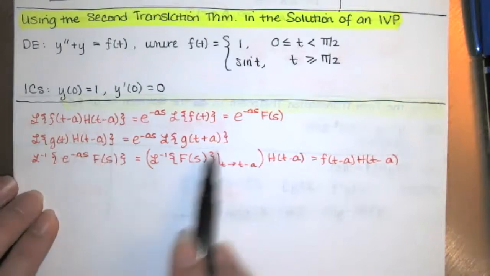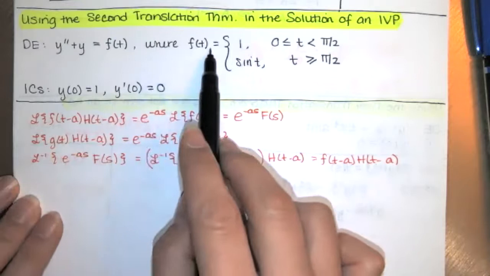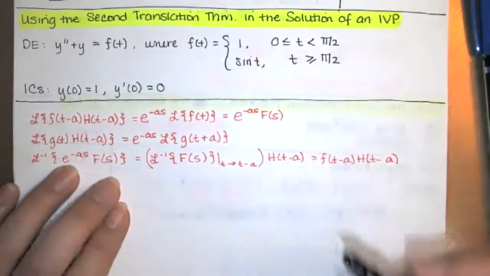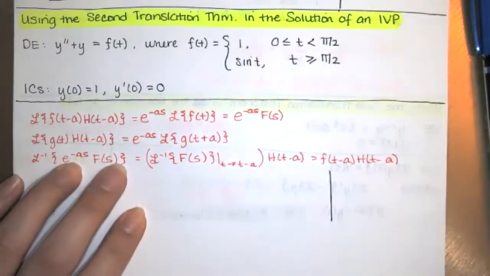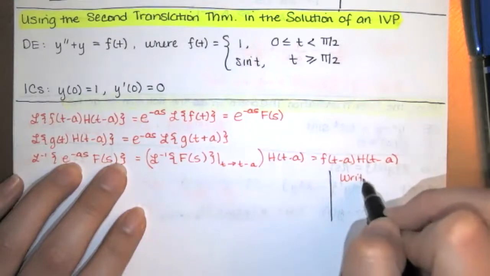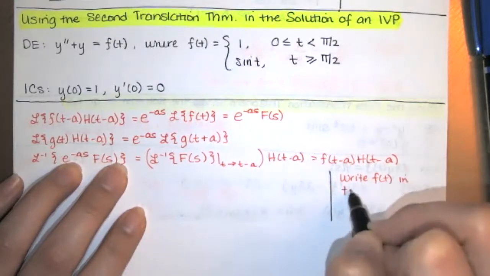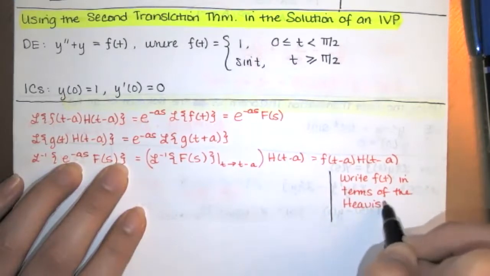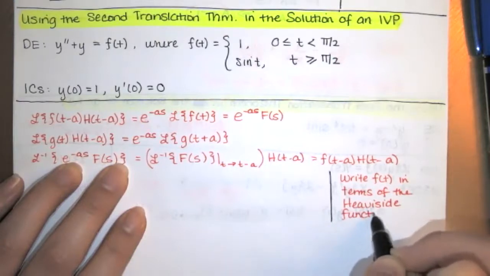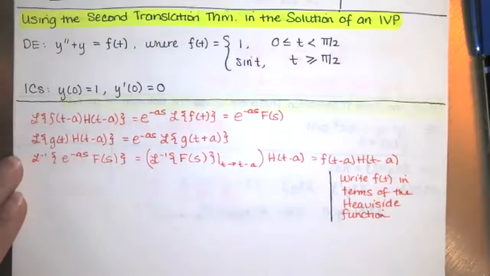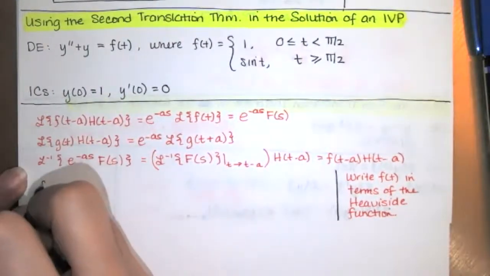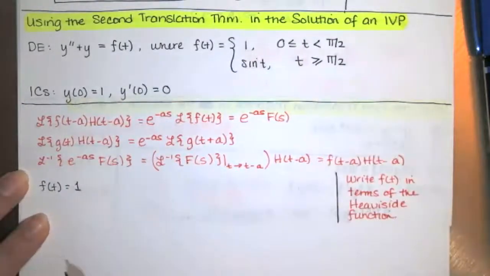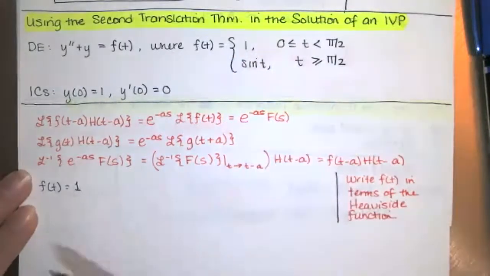But in order to do this, we need to start by writing that function f of t in terms of the Heaviside function. And we know we want to write it in terms of the Heaviside function because it's a piecewise function. So I would start there. Well, f of t is initially equal to 1. So whatever your function starts with at t equals 0, you want to write that down. Then we turn off the function 1 at t equals pi over 2.